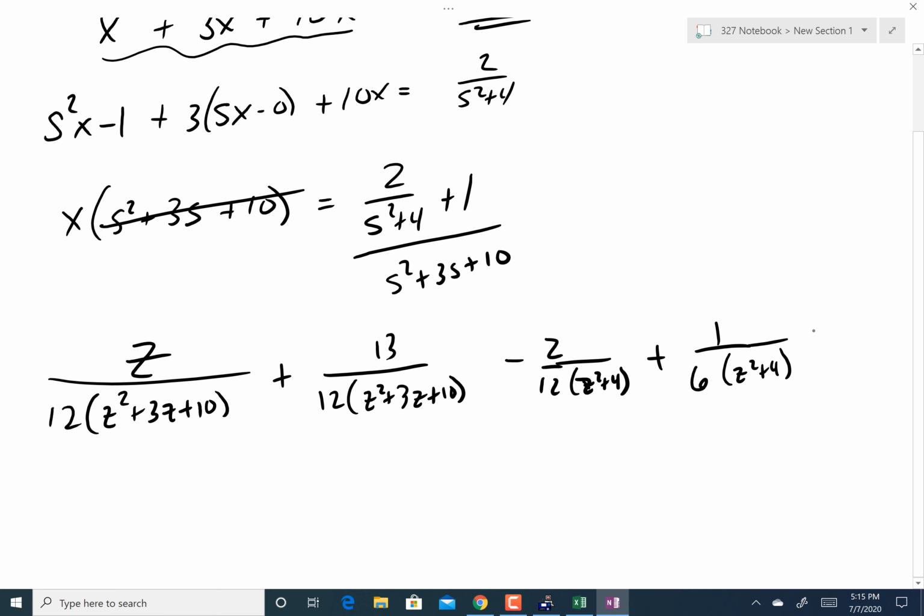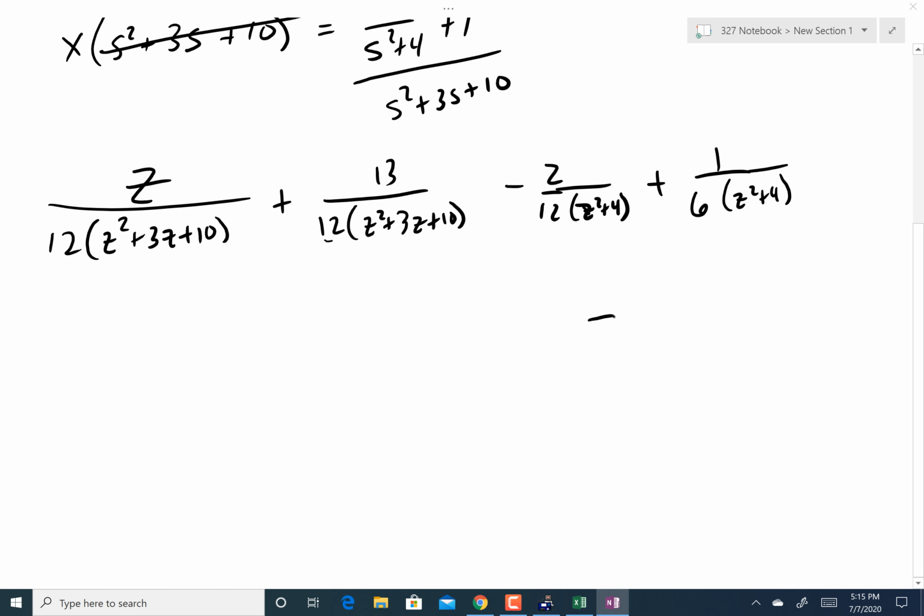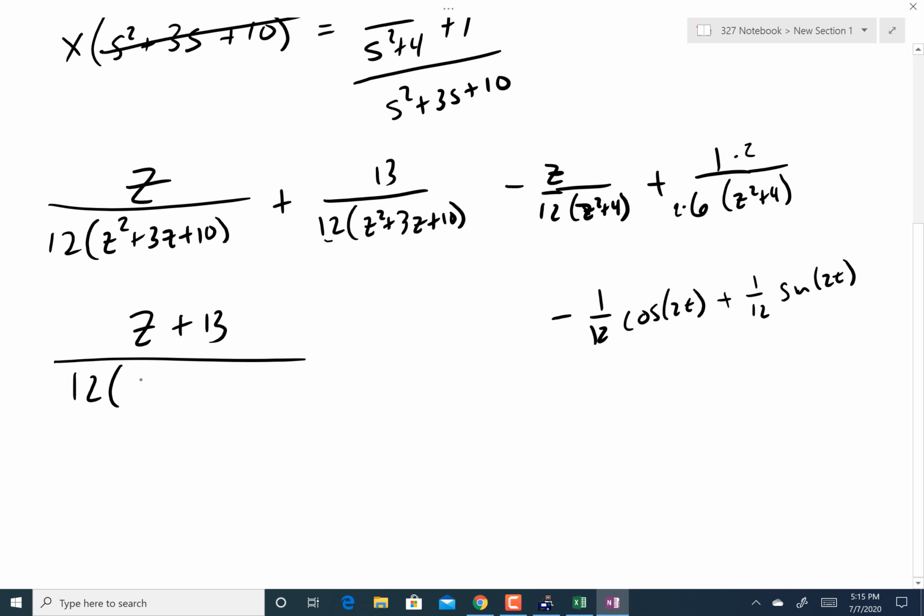Now that is not going to hurt me at all, okay? But if that 6 was here and this was a 12 here, I'd have to be careful of that. Okay, so let's do the easy ones first. This is 1/6. Oh, I'm sorry, that's a z on top, sorry. So it's 1/12 cosine of 2t. And this is going to be, well, I need a 2 on top. So if I put a 2 on the top, put a 2 on the bottom. So I'm going to have 1/12. That's plus now. Sine of 2t. Okay. Now these guys, I need to put them back together. So z plus 13 over 12, and z squared plus 3z plus 10.